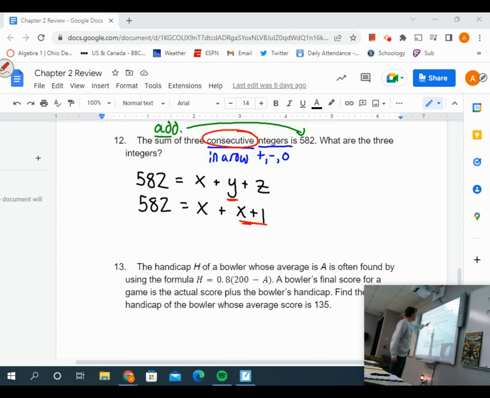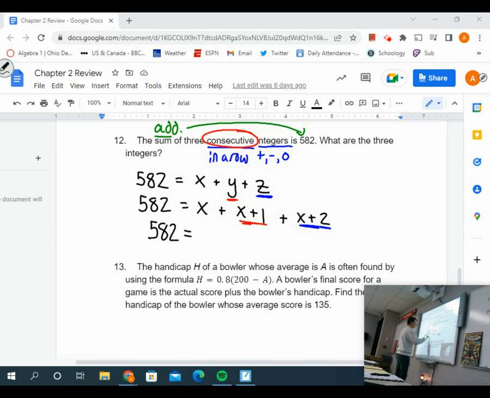Why? Because these are not just three integers adding to 582. There'd be a bunch of different options there. It's consecutive integers. So y has to be 1 more than x. Similarly, z can be rewritten as x plus 2, because if they're consecutive numbers and x is the smallest, then z would have to be 2 more than x. So you go, cool, we rewrote this. How does this help me? Now I have an equation I can solve because I only have one variable.